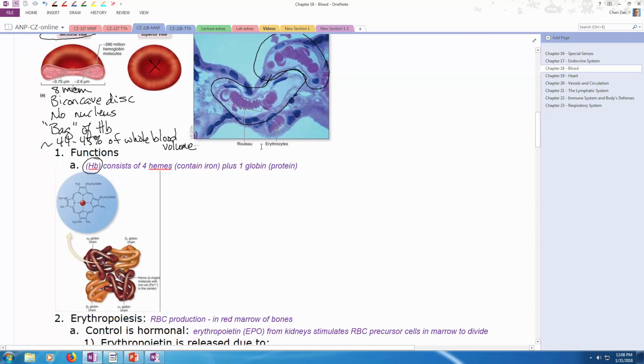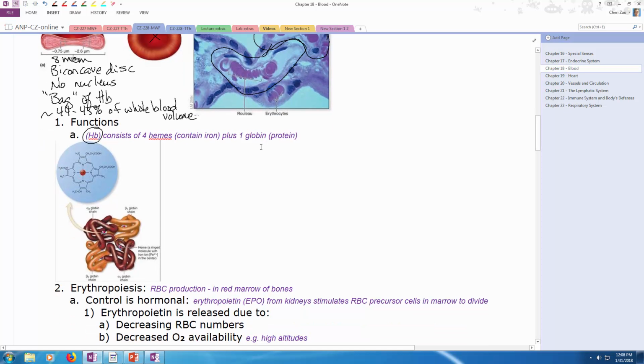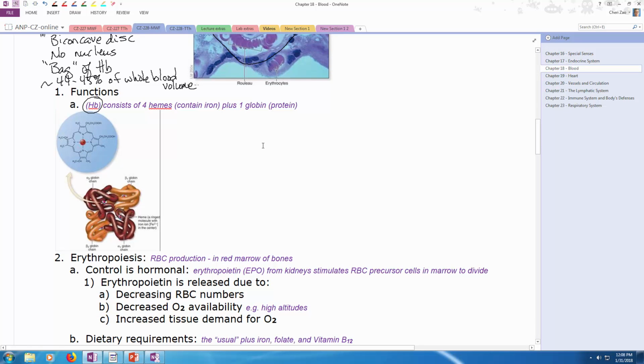They're called a bag of hemoglobin because that's what they do. They carry hemoglobin, and that's what actually gives them their lovely red coloration. And so let's take a look at hemoglobin itself because that is the molecule that is actually responsible for carrying oxygen. So remember, major function is to carry or transport oxygen.